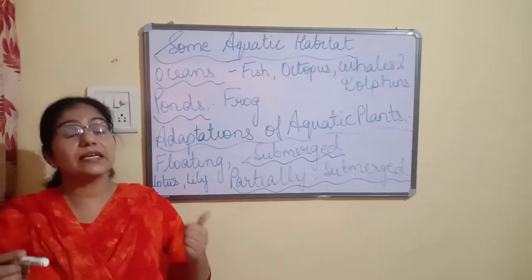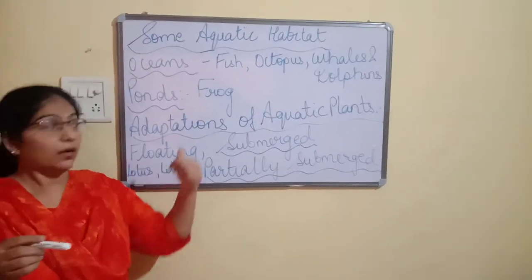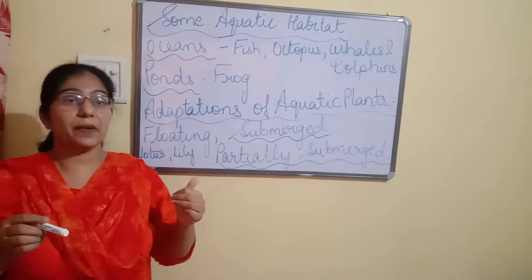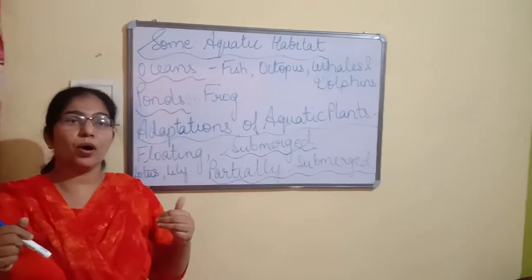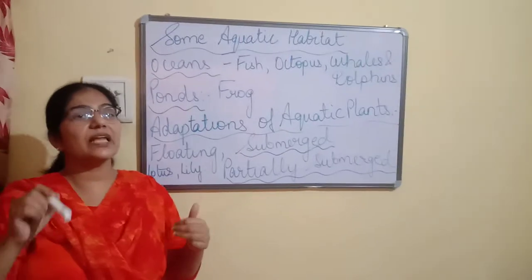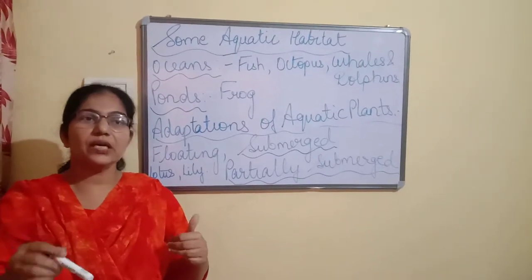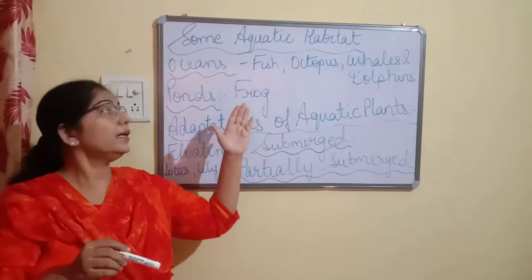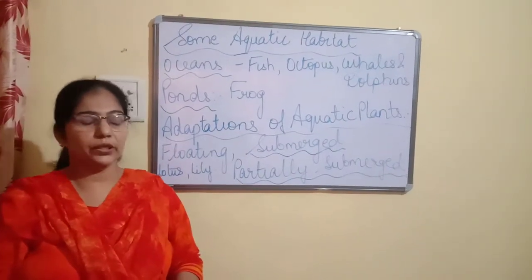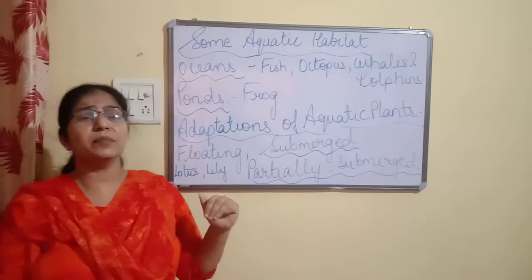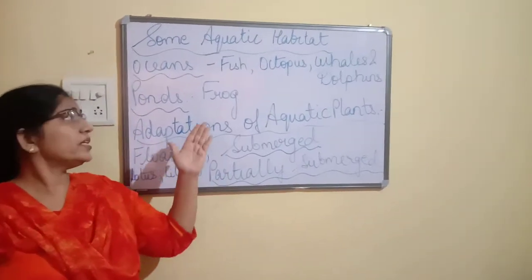Even it has gills through which the fishes respire. Okay, and how do they respire? How do they absorb oxygen? The oxygen that is dissolved in water is absorbed by the gills, and that helps the fish to survive in water.